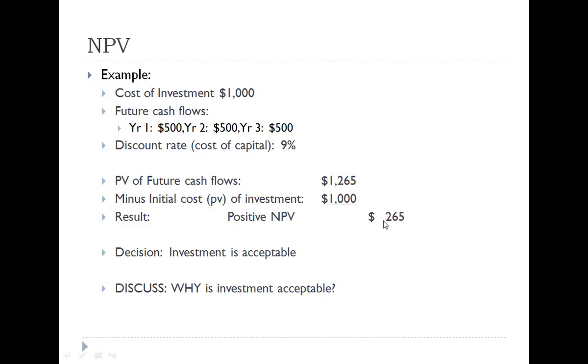We call this a positive net present value. And what it means is we earned at least this 9%. In fact, because this number is positive, we earned more than a 9% return.